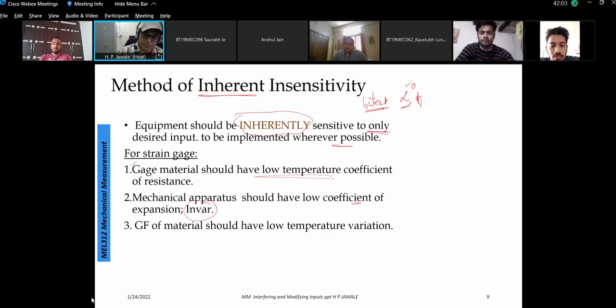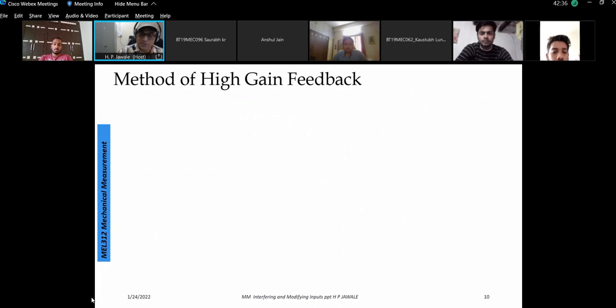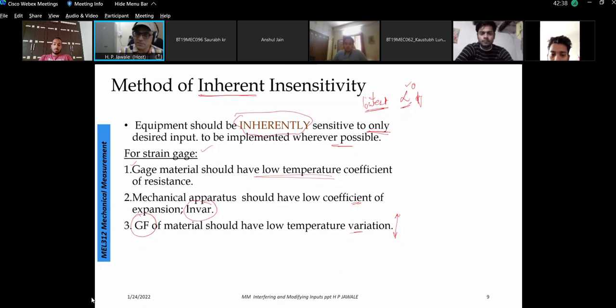Right. Now, the third inherent sensitivity that I can infuse into the mechanical measurement system is gauge factor of such material for strain gauge application should have low temperature variation. So that we are going to study when we will see in detail the strain gauge based say measurement devices or measurement systems, where the gauge factor of the material is to be selected properly. Right. So let us understand. Any doubt into understanding this inherent insensitivity?